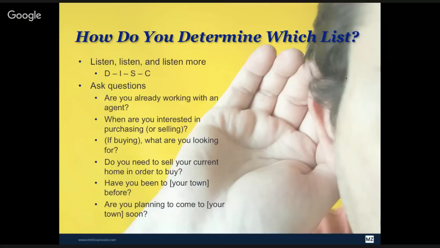Okay, so these are the questions you're going to want to ask the people that you talk with. Are you already working with an agent? When are you interested in purchasing or selling? If you're buying, what are you looking for exactly? Two-story, one-story, near the school, far away from the school?